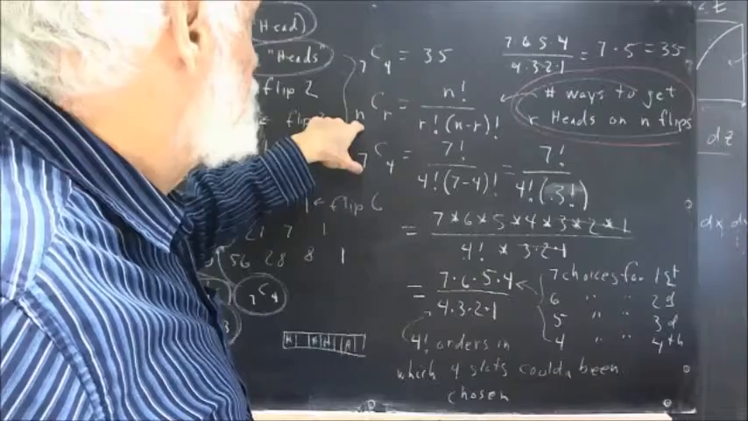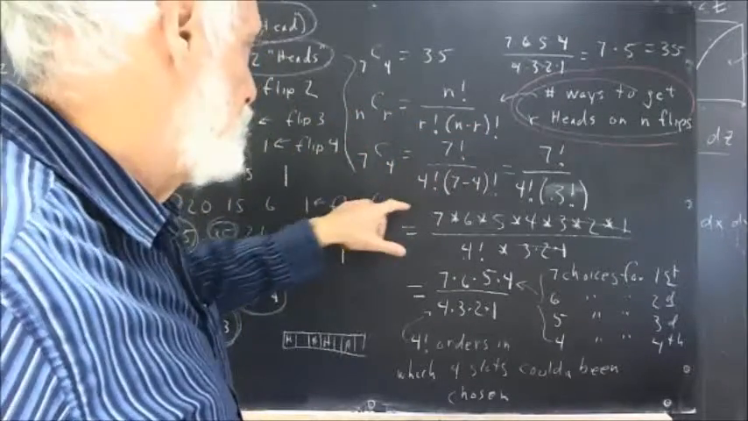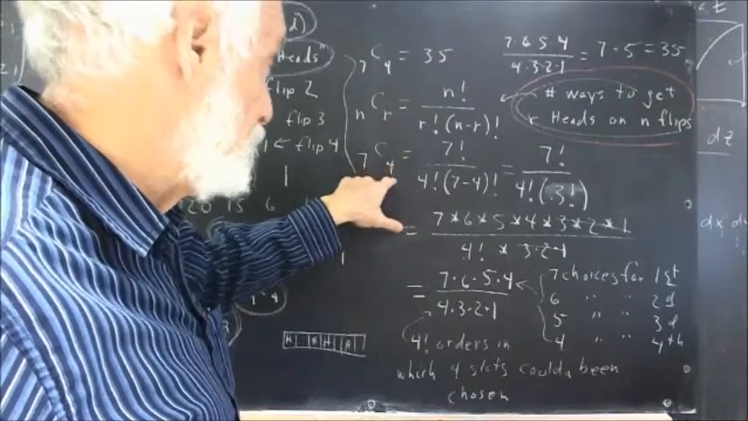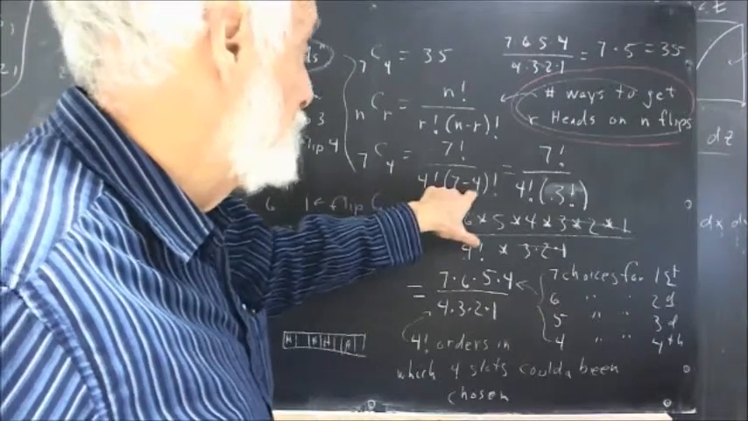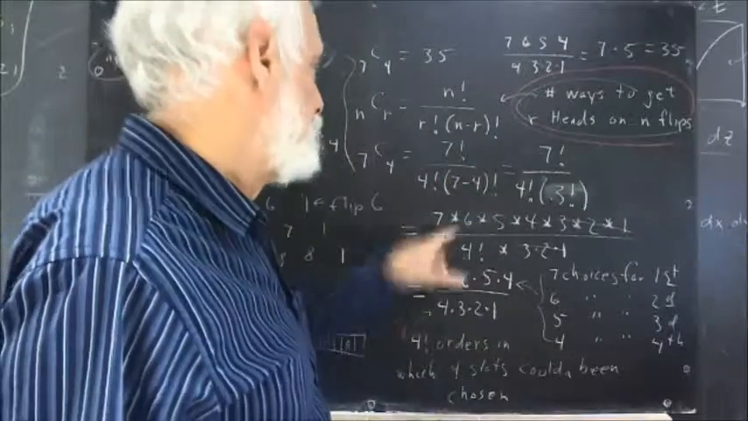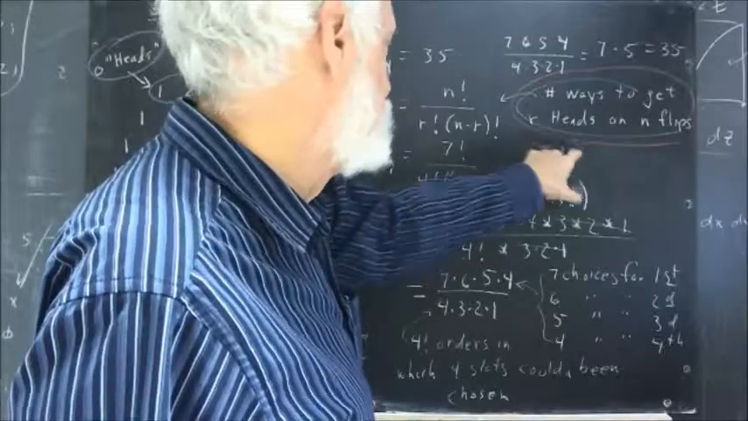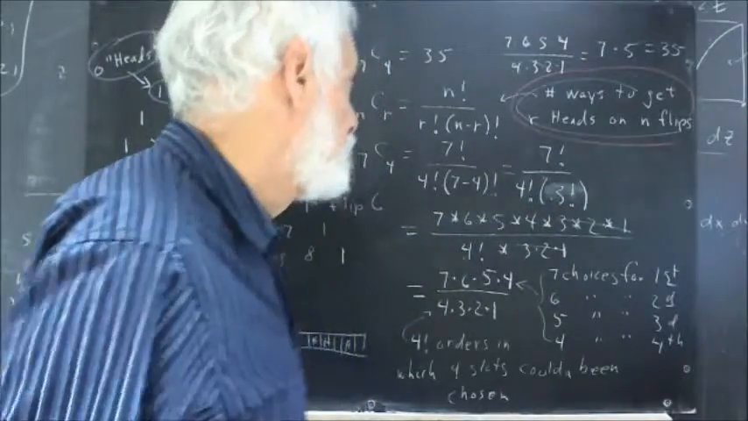Okay, so if we plug in 7 for n and 4 for r, you should easily be able to verify that what we get is 7C4, which is 7 factorial over 4 factorial times 7 minus 4 factorial. And of course, then 7 minus 4 being 3, that gives us 7 factorial over 4 factorial times 3 factorial.